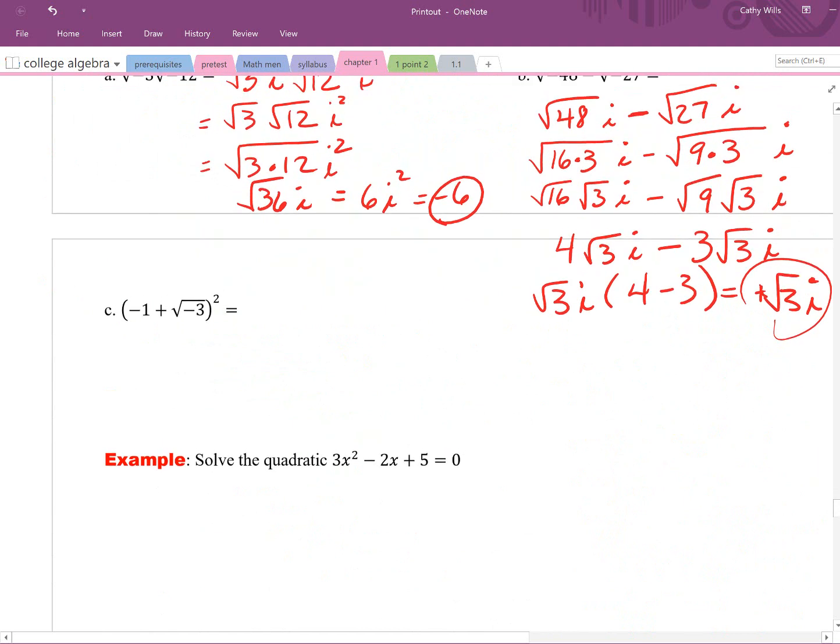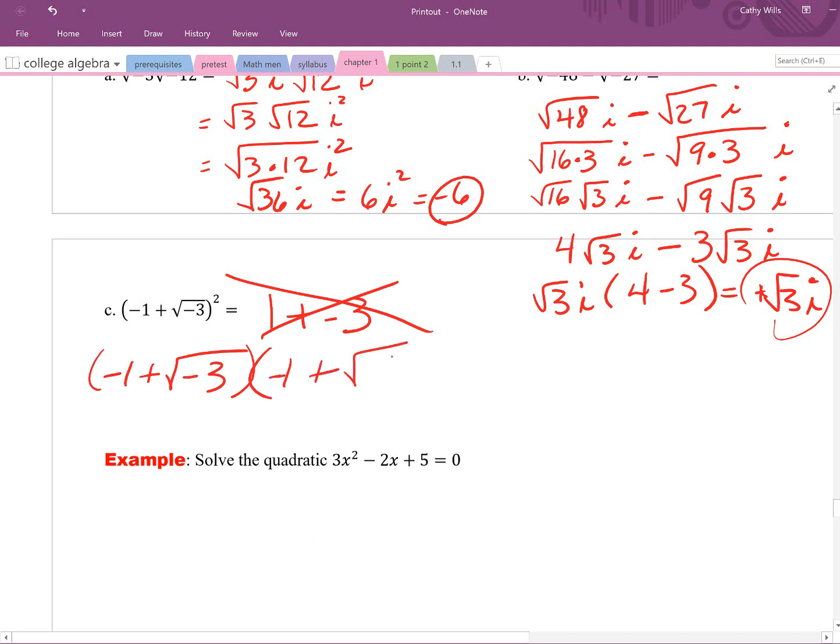All right. If you square a binomial, what do you have to do? Does this equal 1 plus -3? No, it does not. You can't do that. This doesn't mean -1 squared plus the square root of -3 squared. That's not what it means. It means -1 plus the square root of -3 times -1 plus the square root of -3. You have to multiply the binomial by itself. Now, you can't do anything with this until you change it into Euler's notation.